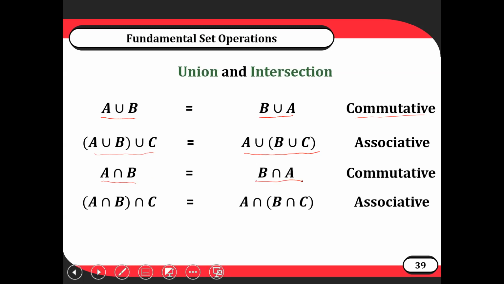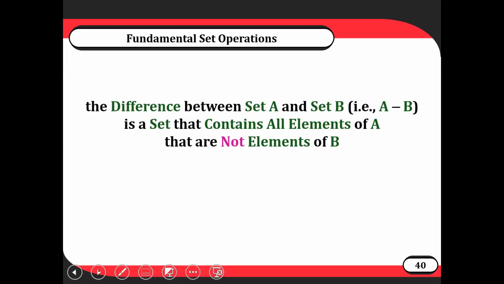And intersection is the same way. A intersect B is the same as B intersect A. And it's also associative, in that we can do B intersect C first and then intersect A, or A intersect B first and then intersect C. It doesn't matter. Those are equivalent expressions. Okay. So the union and the intersection are operators that you'll see quite a bit of.